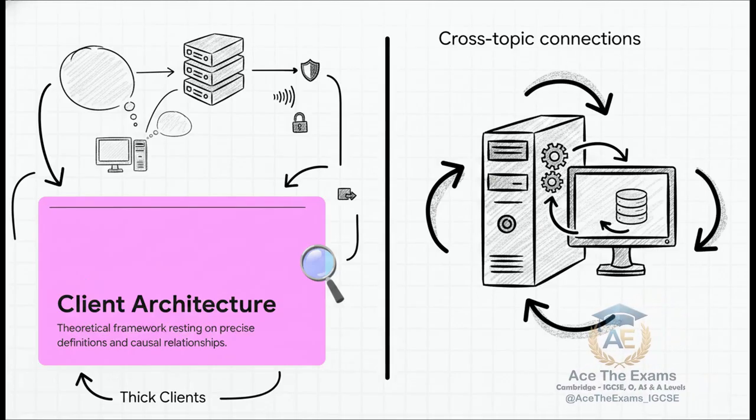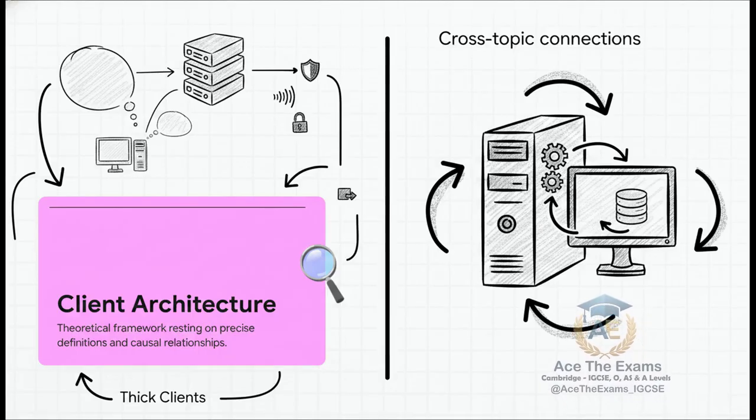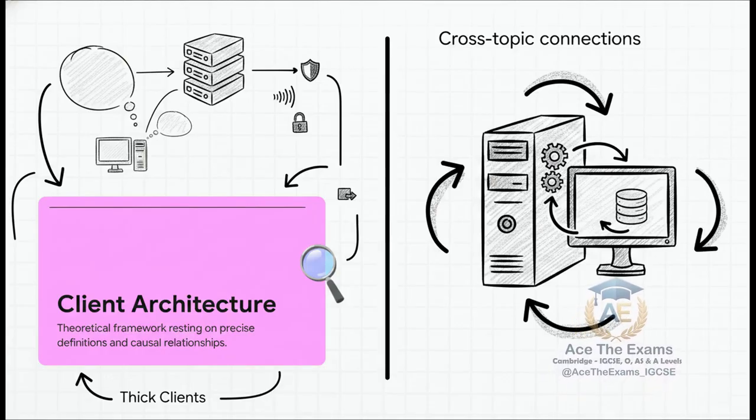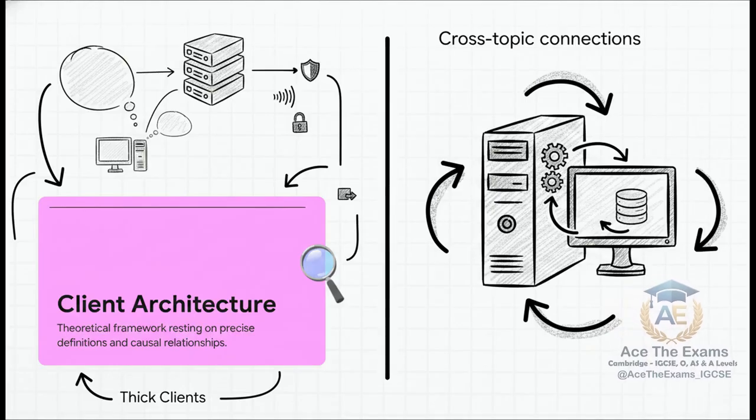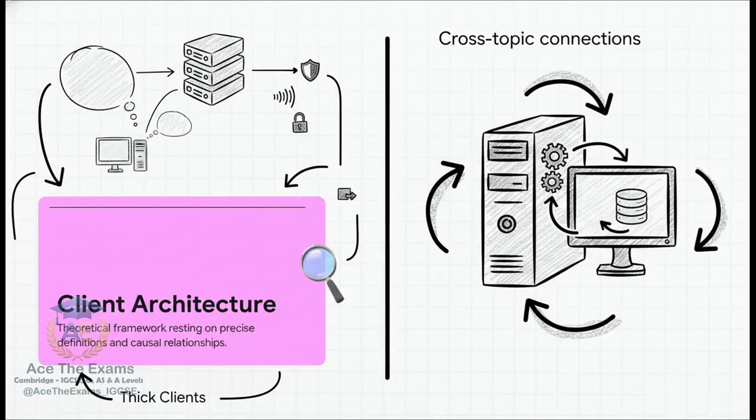handling its own heavy processing and local storage. On the flip side, a thin client relies heavily on the central server for processing power and storage, acting essentially as a simple input/output terminal. But here is the absolute golden nugget for you. Principal examiner reports explicitly highlight that referencing cross-topic connections, like how a thin client directly impacts network bandwidth or data security protocols, achieves significantly higher marks.